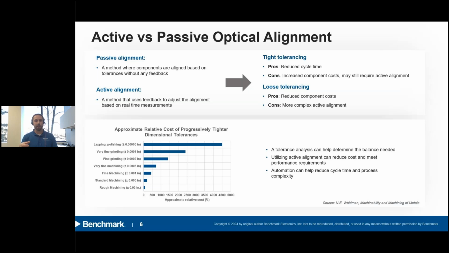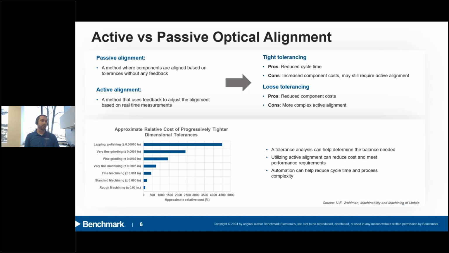Now, as you bring in alignments, your process might get more complex. So that's where automation can help to still reduce cycle time and reduce the complexity. So it's more accessible to have integrated by more people.